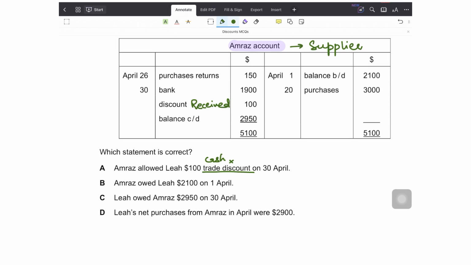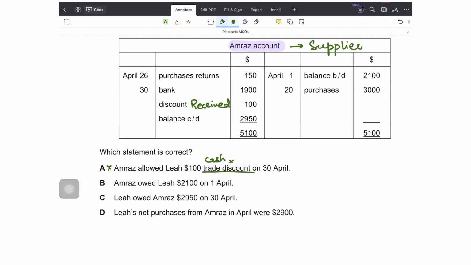Why? Because first of all, trade discount isn't given at the time of payment. Second, trade discount is not recorded in the books. This discount is being recorded. So this discount can't be trade discount. This is cash discount, and we have already concluded that this is discount received, which is a cash discount. So this option is incorrect, right?